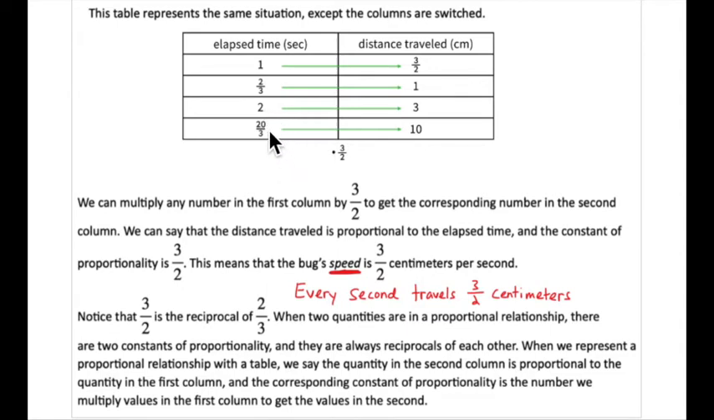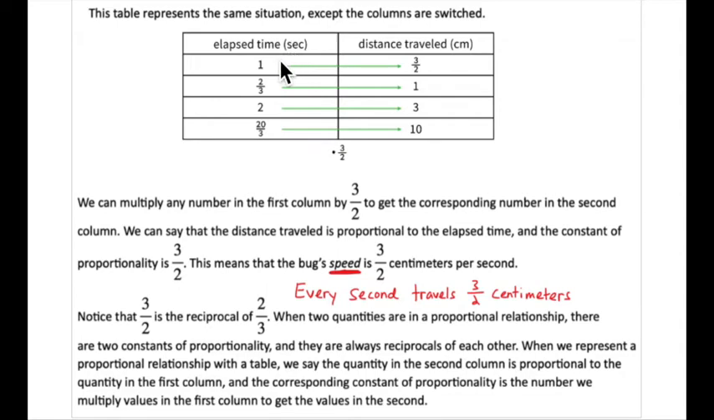And so for 20/3 seconds, what's 3/2 of 20/3? Well, half of 20/3 is 10/3, and 3 times 10/3 is 10. So 3/2 of 20/3 is equal to 10. You just multiply, the 3's cancel out, and 20 divided by that 2 is equal to 10. So this is the bug's speed, centimeters per second.